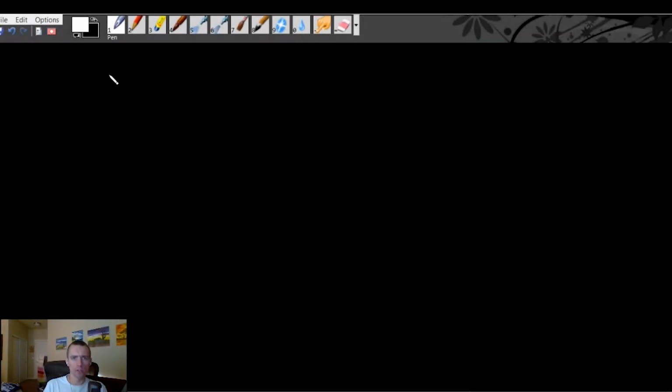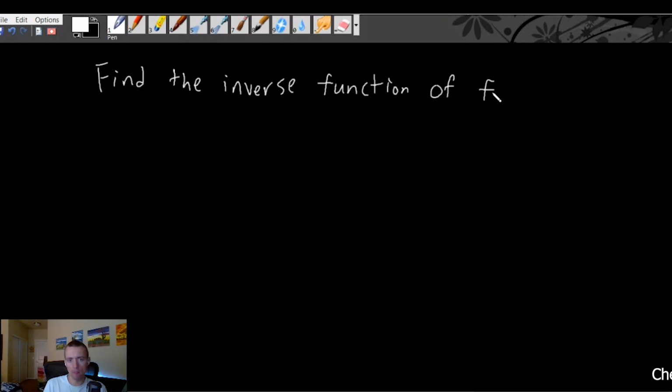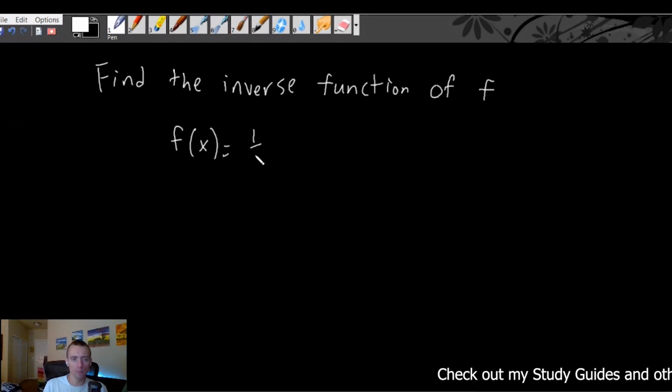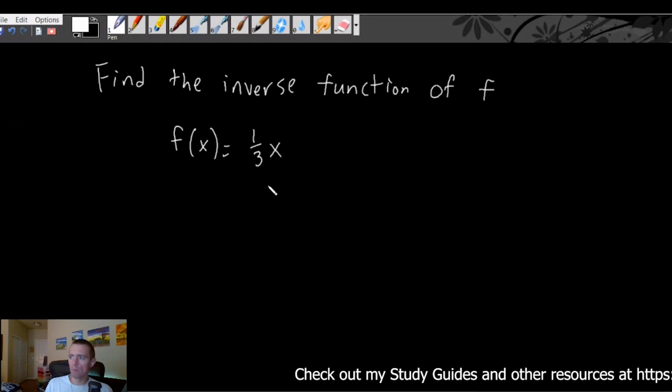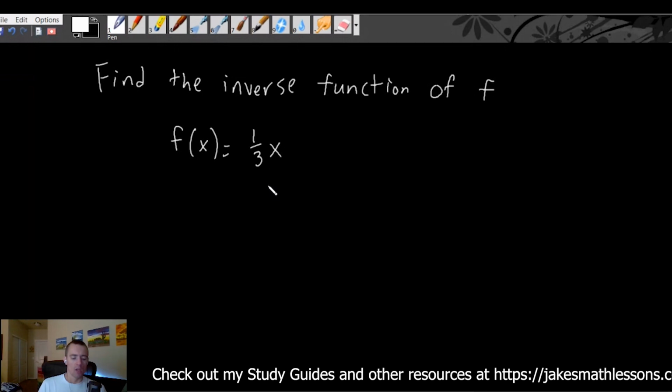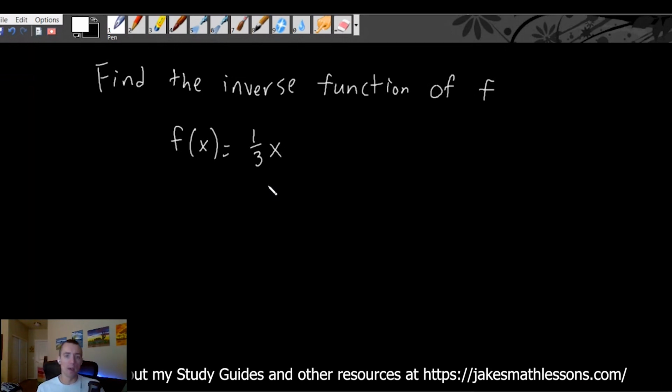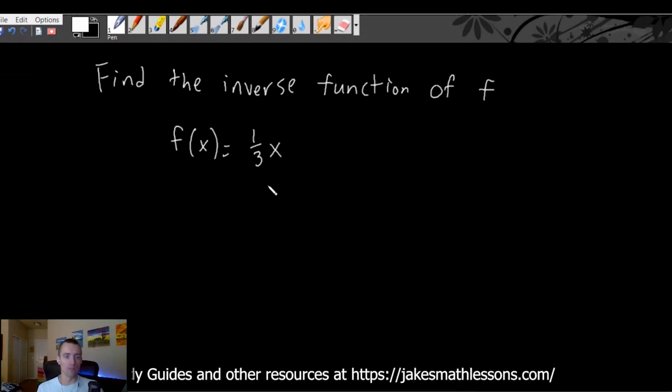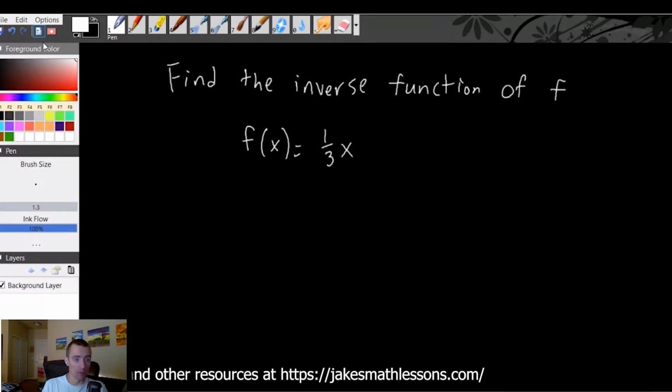We are going to find the inverse function of f. We're going to start by saying our example is f of x equals 1/3 x. So for finding the inverse function of f, there's a pretty simple method that you can apply to find the inverse of a function.